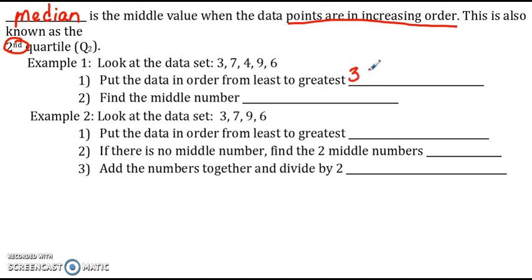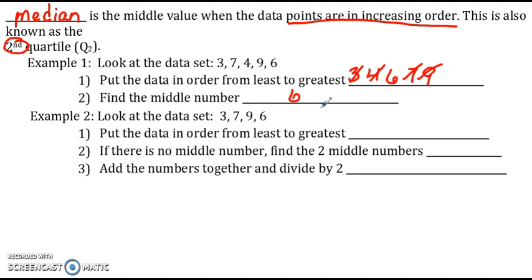3 is the smallest, and we work our way up to 9. And all we need to do is find the middle number. Some people like to cross out as they go, others don't. We can cross out and we find that our middle number is 6.